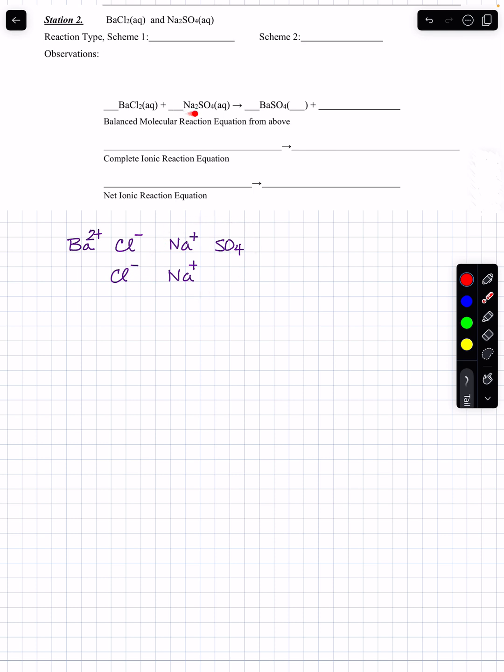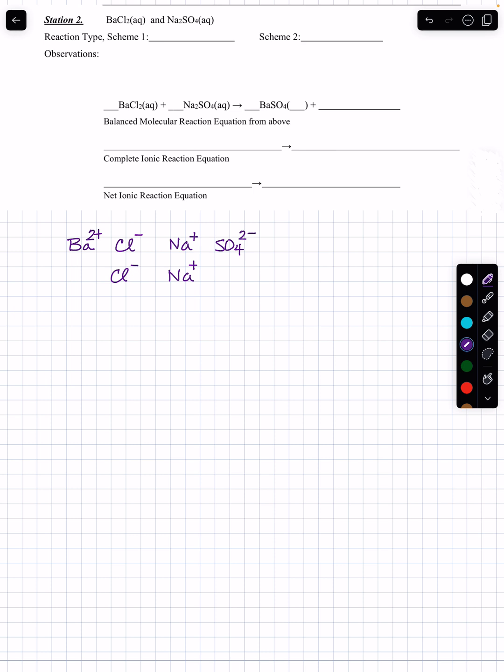So the formula here tells us there's 2 sodiums for every 1 sulfate. So I drew 2 of those. We know that the charge is +1 on each of those. So we have a total of +2 charge here. We have 1 sulfate ion, and so the charge on that must be 2-. Okay?